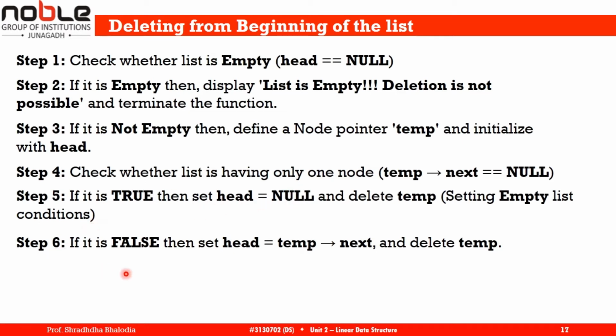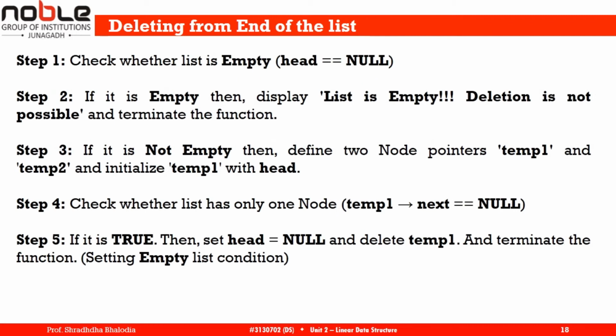Right? If it is false, it means the list is not empty, and the list has not only one element, there are multiple elements in the list. Then we need to set head equal to temporary next and then delete temporary. So this is how deleting from the beginning of the list occurs in the linked list.